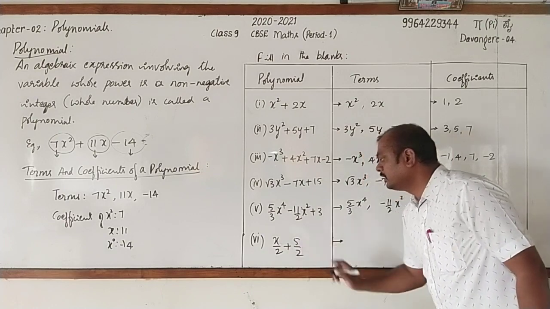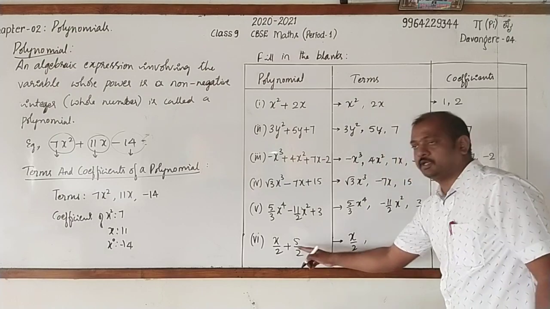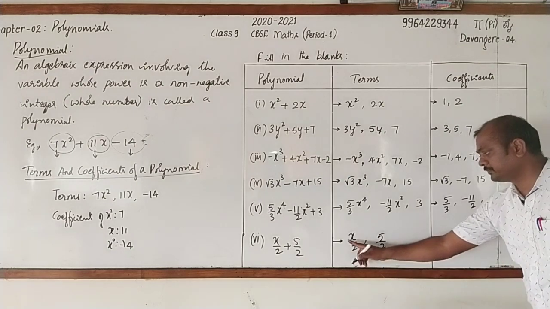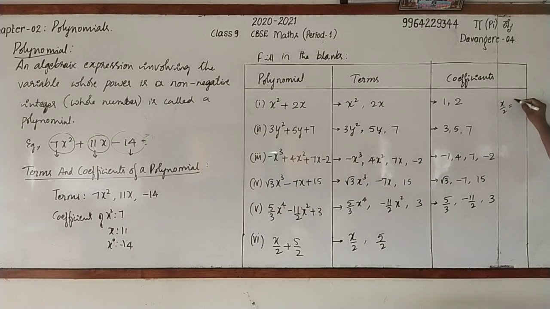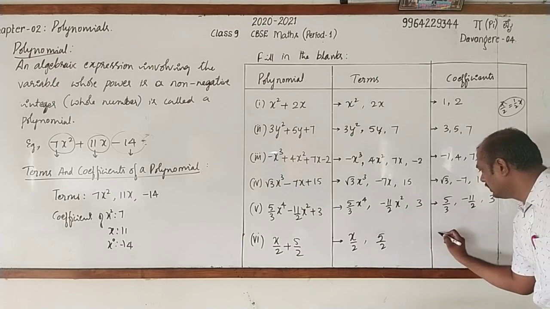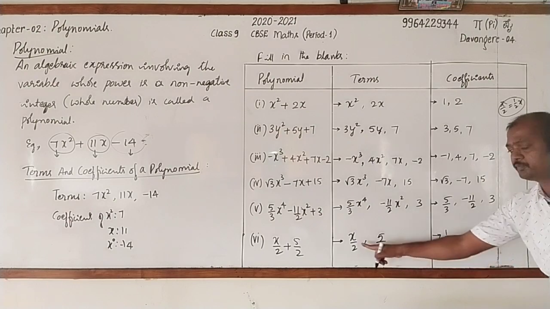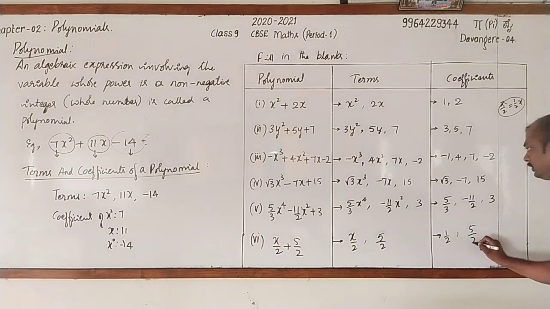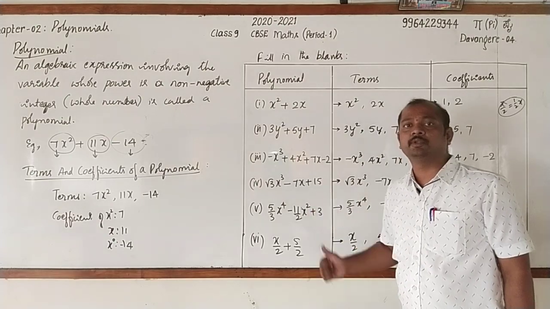Next, x by 2 plus 5 by 2. The terms are, one is x by 2 and another one is 5 by 2. What about the coefficients? Look here, x by 2 is nothing but 1 by 2 into x, is it not? Hence, I'll write first coefficient, it is 1 by 2. It is the coefficient of x, and coefficient of x raised to the power 0 is 5 by 2. Got it? Please go for copying this. Pause the video and copy.